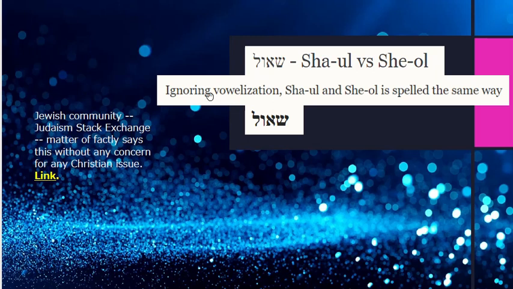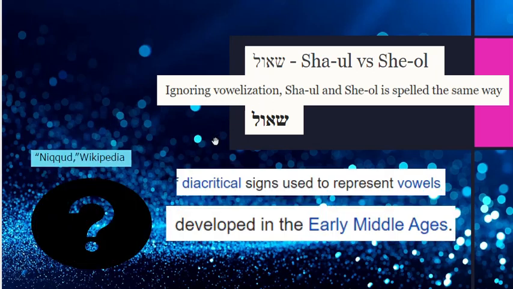And what happened later is vowelization was added. And how much later was that? These diacritical signs were used to represent vowels, so they indicated vowels. They were developed in the early Middle Ages. So we're talking many centuries after Christ, and of course more than a millennium after Habakkuk or Isaiah or other texts that actually speak of either Shaul or Sheol.